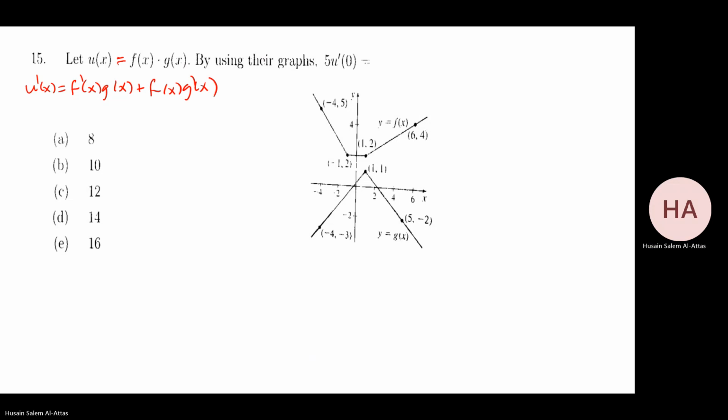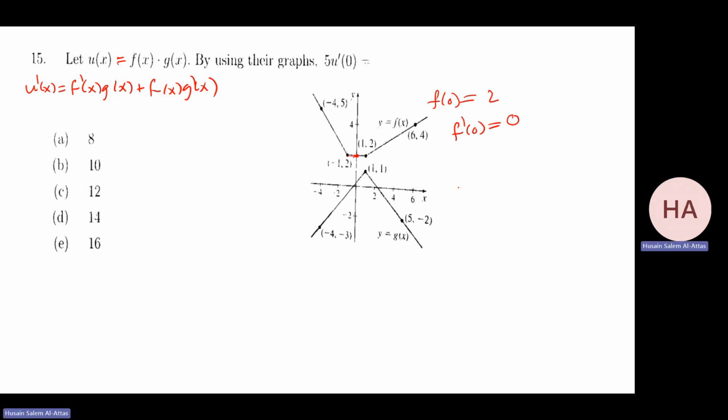Okay. So this is f. I need to find f at 0. F at 0, I have 1. It's here, so it's 2. This point, f at 0 equal 2. And f prime at 0, it will be what? 0, because this is a horizontal line. So f prime at 0 equals 0.